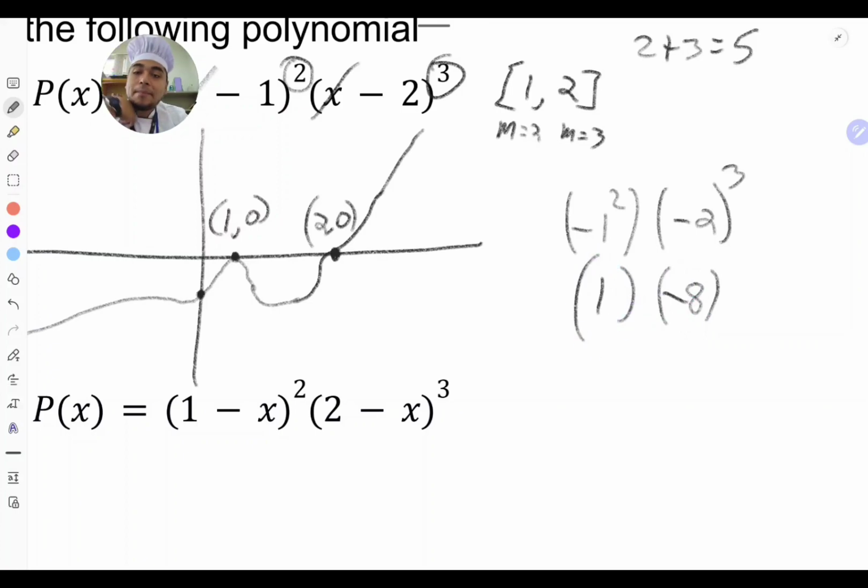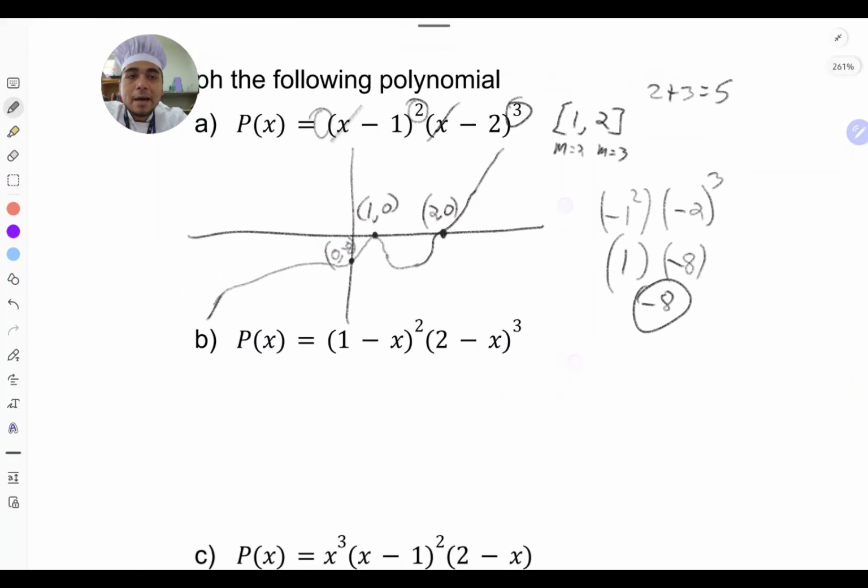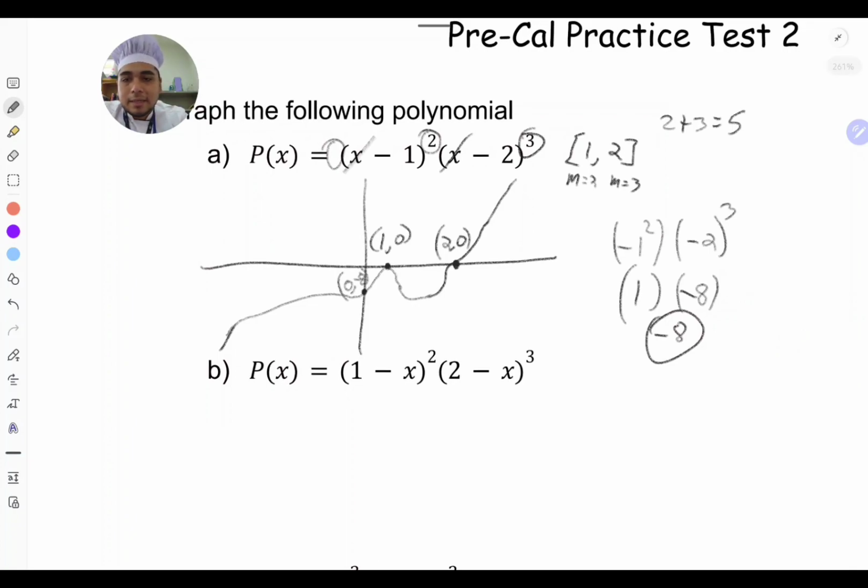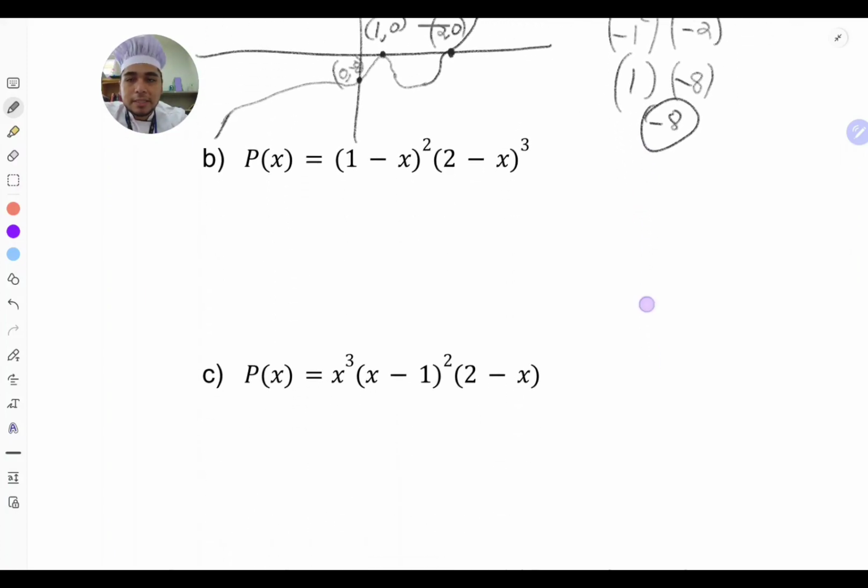Okay, so that means that our y value is -8. So at this location, it would be (0, -8). And now we're done. We're fully done. That is the graph of this polynomial. That's all I'm asking you to do, okay? On the test, this is what I'm asking you to do. Now let's continue on to the next polynomial.